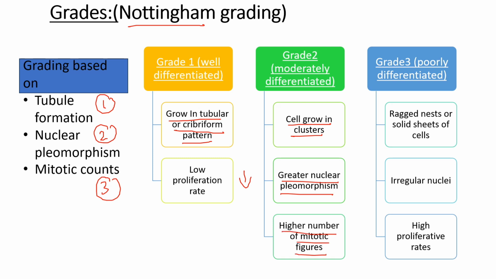Grade 3 is a poorly differentiated one, where the cells will be present as ragged nets or solid sheets, there will be irregular nuclei in it, and there will be a high proliferation rate of cells. Remember, grade 1 will have a lower proliferation rate, and grade 3 will have a higher proliferation rate.